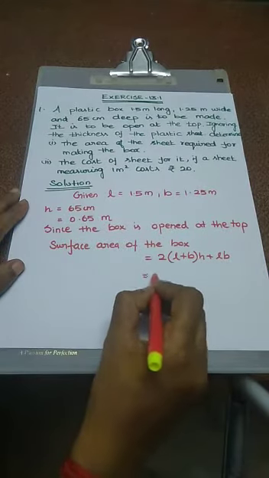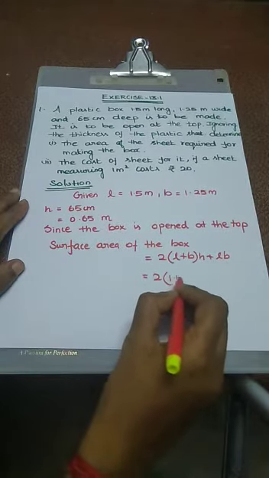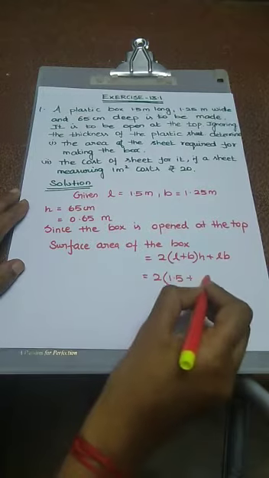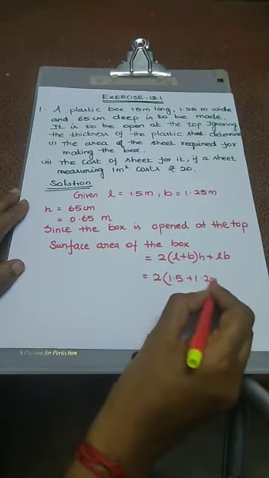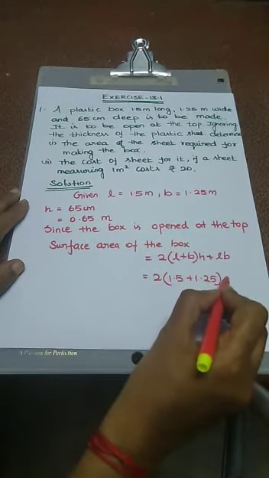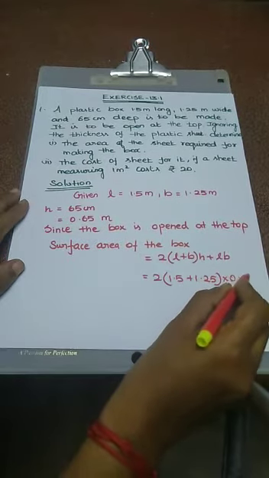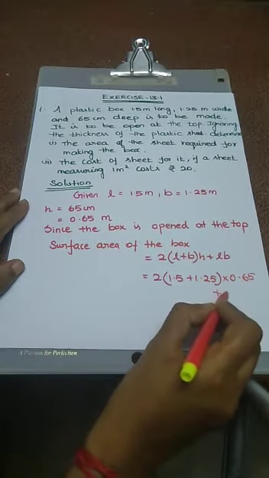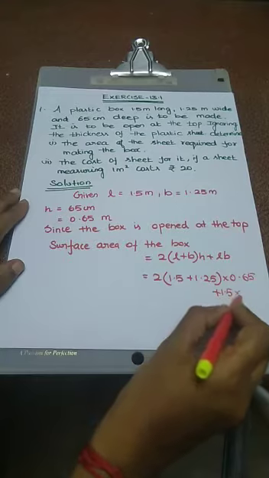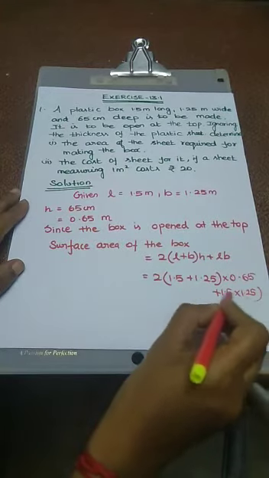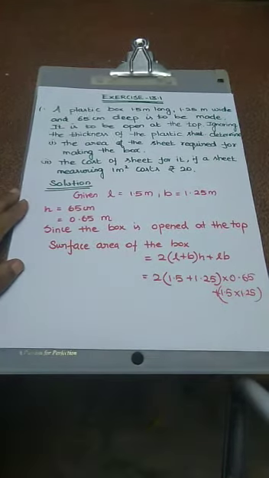Apply the values. 2 of, what is the L value? 1.5 meter plus what is the B value? 1.25 into H value. What is the H value? 0.65 meter plus L into B. What is the L value? 1.5 into 1.25. Surface area we have to calculate.